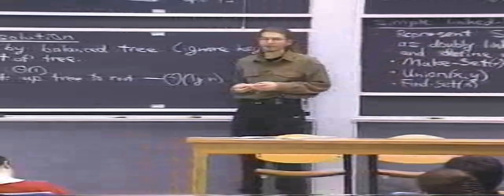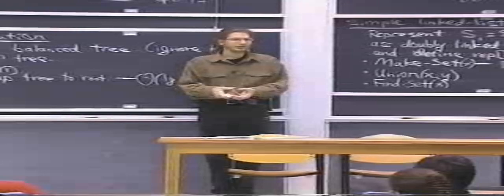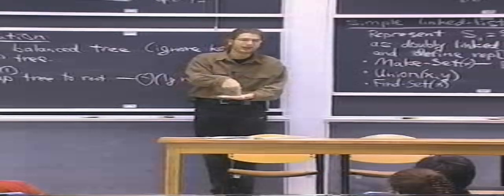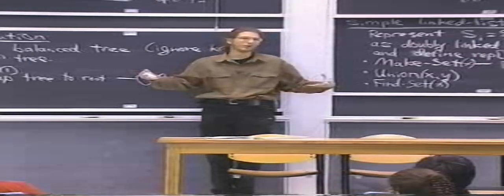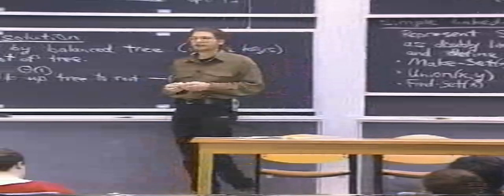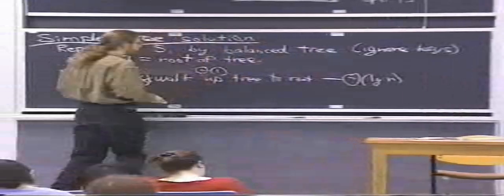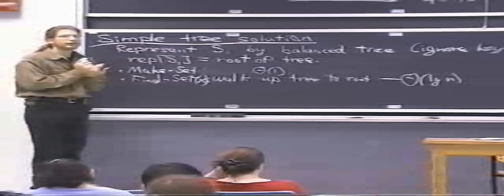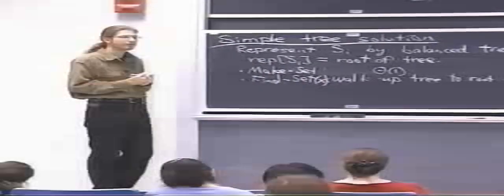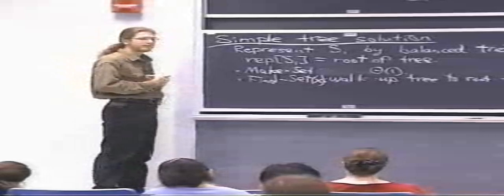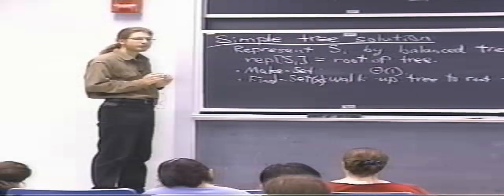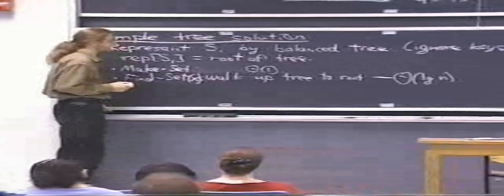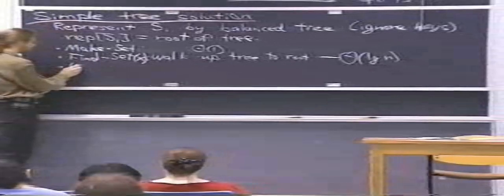This is sort of the model of what's going on. Find set of x gives me where I am in the data structure, gives me a place in the data structure, but I have to figure out what set that's in. So if I have many trees, all I have to do is walk up the tree, and then I find the root. And then I sort of know what set I'm in, because I figured out what the root is. Is that clear? Good.